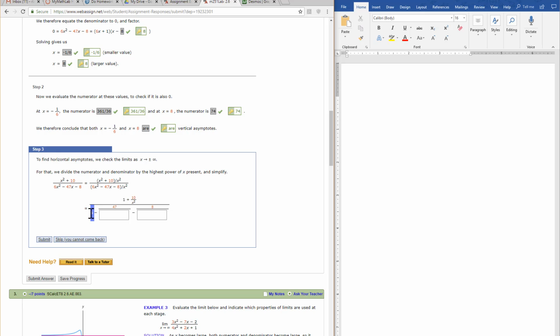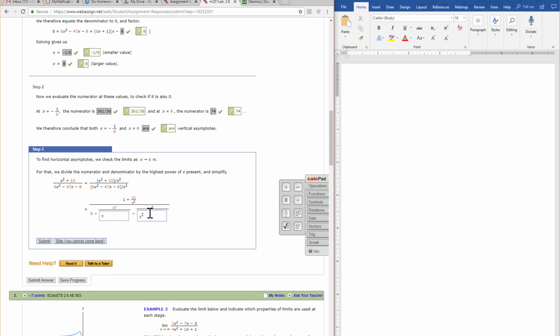So the first term is going to be 6x squared divided by x squared, which is just 6. And then we have minus 47x divided by x squared, so that would leave us with an x in the denominator. And then we have 8 divided by x squared, so that would leave us with x squared in the denominator. And then I think that's it.